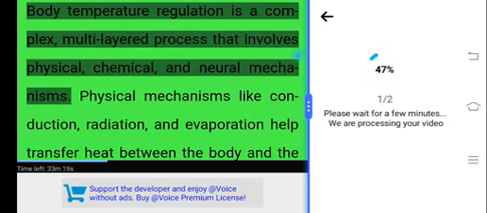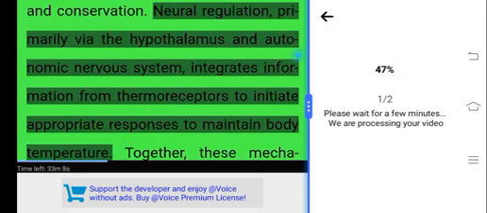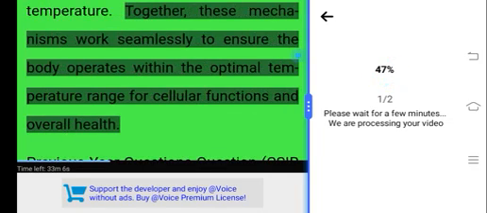Conclusion. Body temperature regulation is a complex, multi-layered process that involves physical, chemical, and neural mechanisms. Physical mechanisms like conduction, radiation, and evaporation help transfer heat between the body and the environment. Chemical regulation, mainly through metabolic processes and hormones, ensures heat production and conservation. Neural regulation, primarily via the hypothalamus and autonomic nervous system, integrates information from thermoreceptors to initiate appropriate responses to maintain body temperature. Together, these mechanisms work seamlessly to ensure the body operates within the optimal temperature range for cellular functions and overall health.